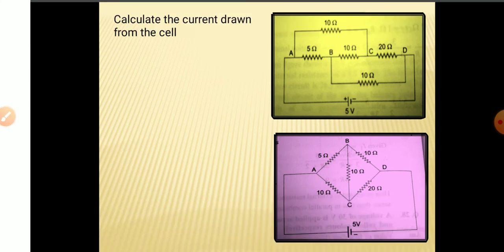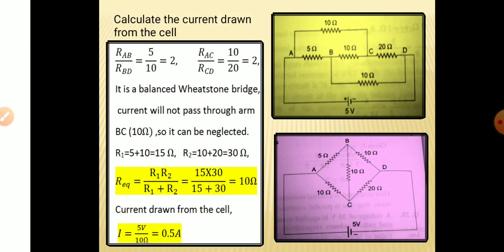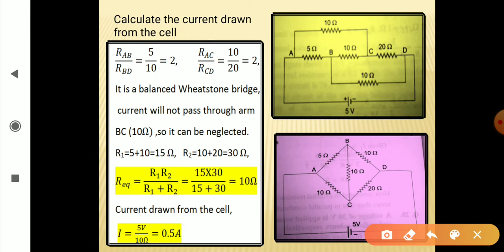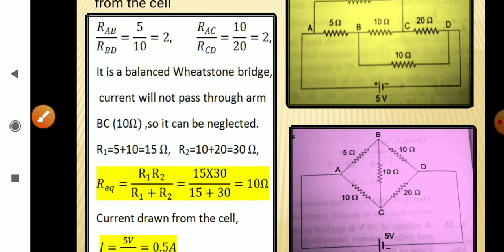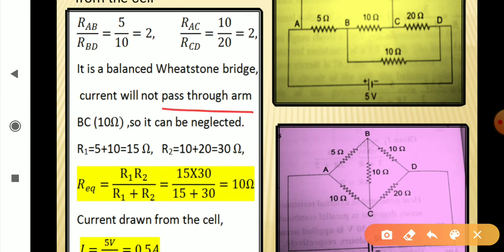So let us try to do the solution. You can see RAB upon RBD, that is 5 upon 10, it is equal to 1 by 2, and RAC upon RCD, 10 upon 20 is equal to 1 by 2. So it is a balanced Wheatstone bridge, and current will not pass through arm BC, which is this 10 ohm, so it can be neglected.